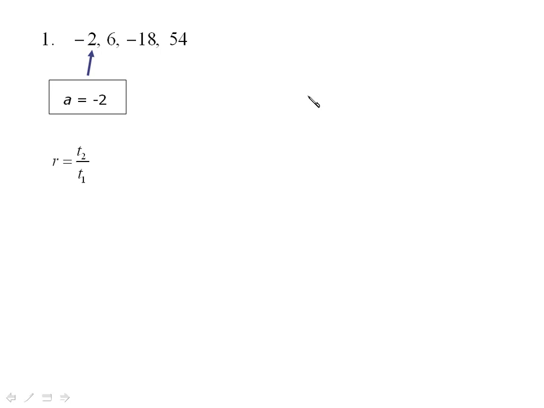Usually it's easiest with the first two. So we take 6 divided by -2, which is therefore equal to -3. So the common ratio equal to -3. And you'll see that if you had gone -18 divided by 6 produces the same. 54 divided by -18 also gives you -3.